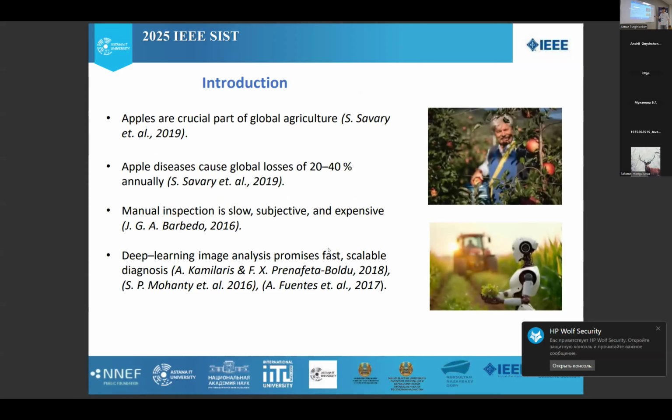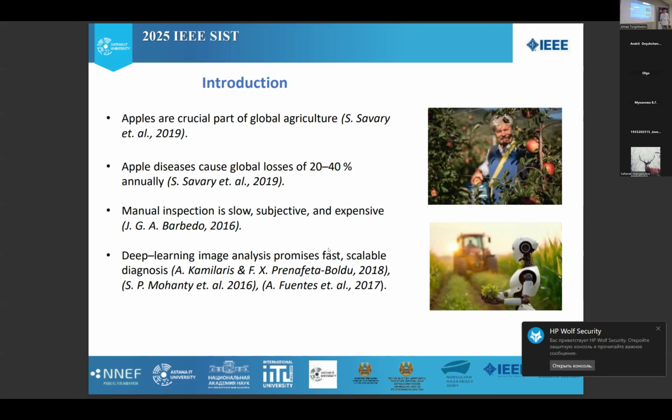Let's go back straight to the introduction. Apples are a crucial part of global agriculture, with a big portion of imports and exports in the world, including Kazakhstan. And sometimes it faces problems of apple diseases, which may cause from 20 to 40% of losses every year. And for now, the practiced solution is manual inspection by experts, which is slow, subjective, and expensive.